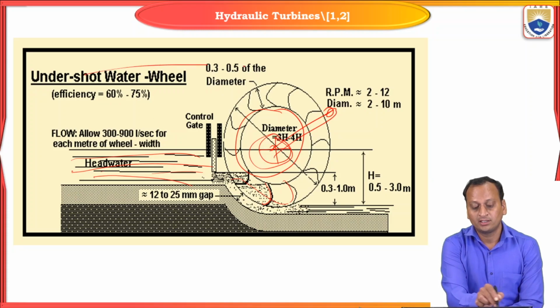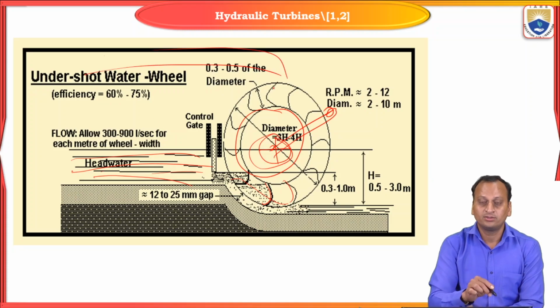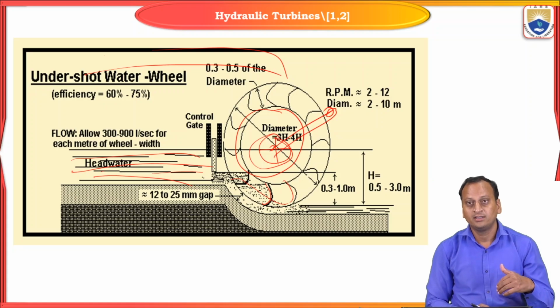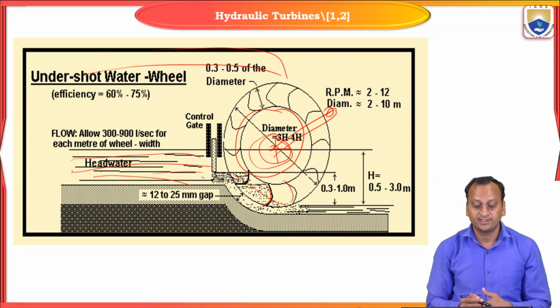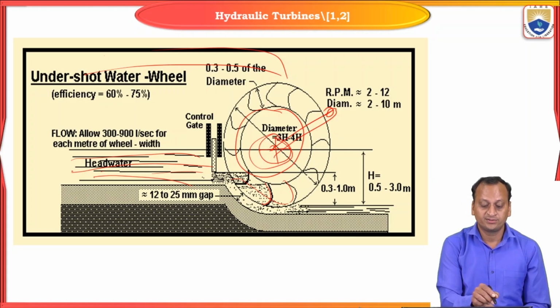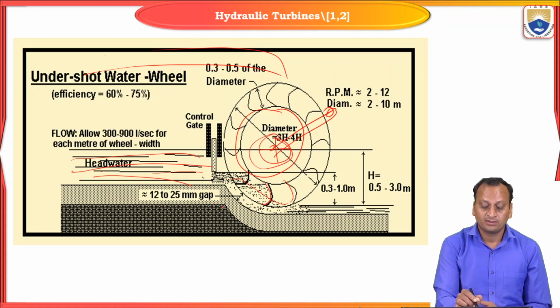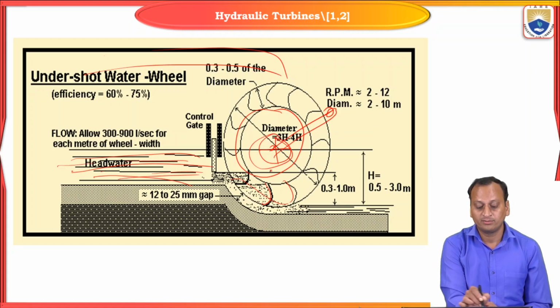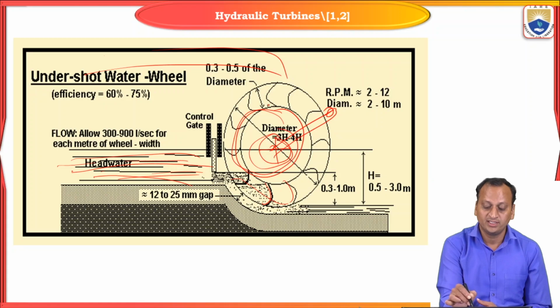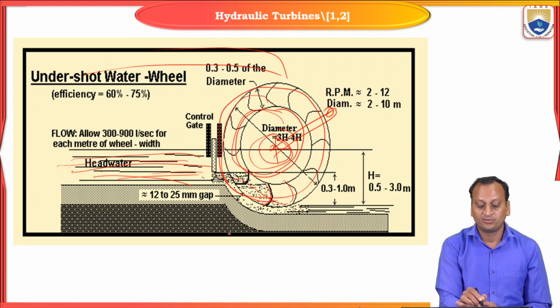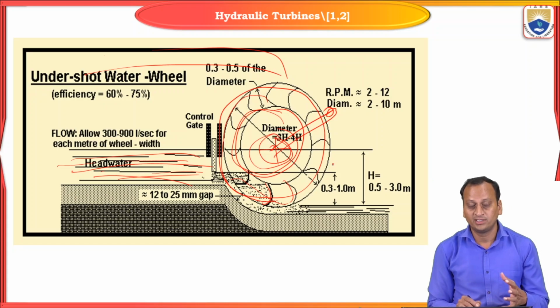Now, if the water is allowed to fall over the wheel, then it is known as an overshot wheel. And if the water is allowed to hit the buckets of the wheel from underneath, then we can call it an undershot wheel. So water is flowing, but we are keeping the wheel under the flowing fluid. Due to that force, it will be rotating.